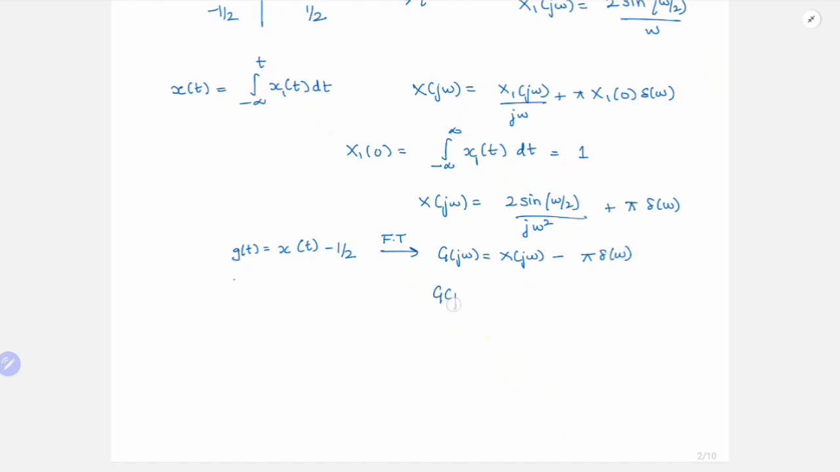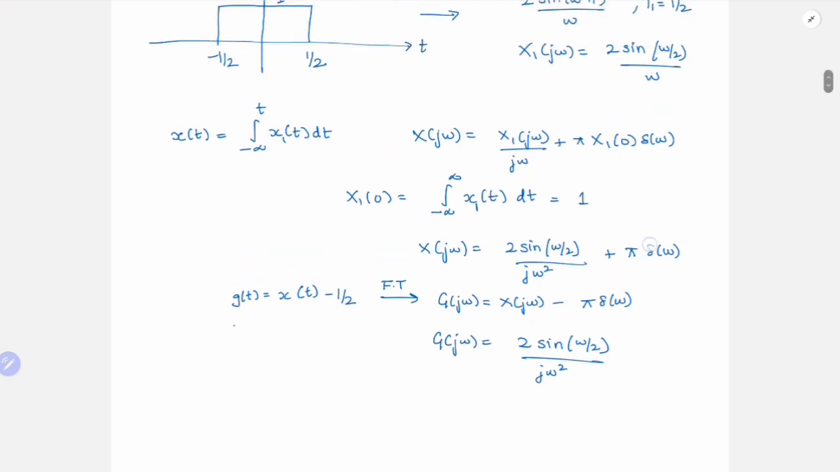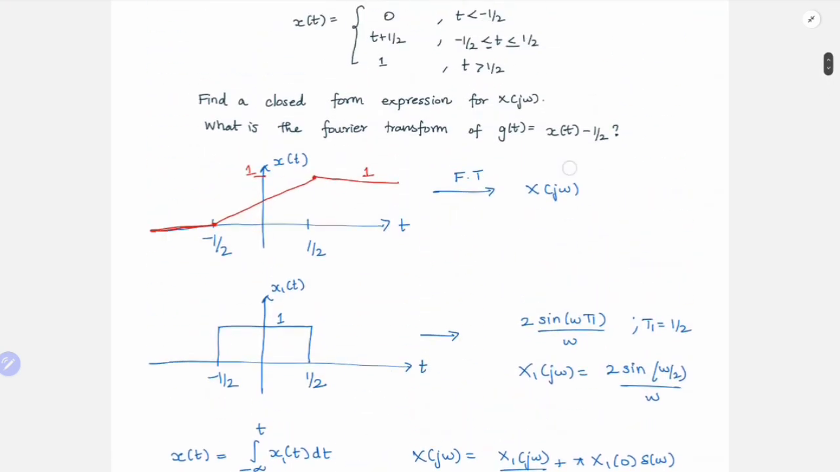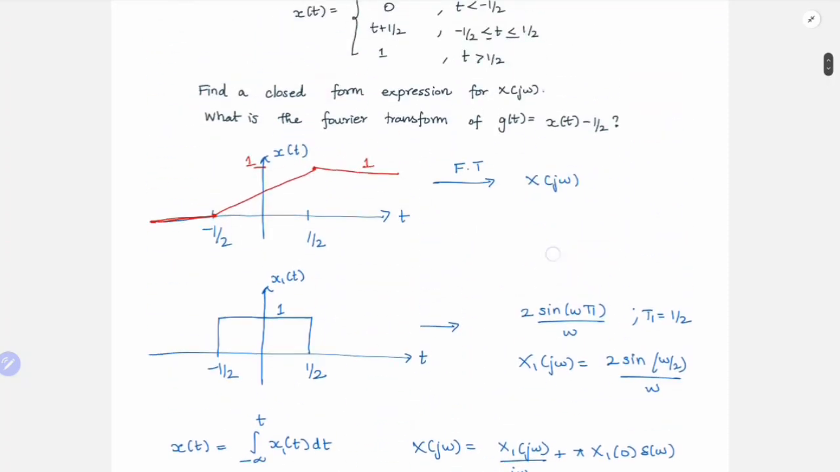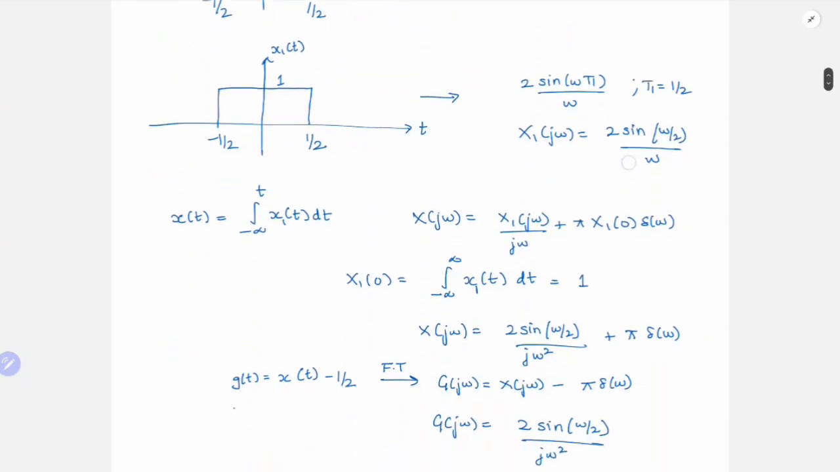So now we can easily find g of j omega by substituting this here. It's nothing but 2 sine omega by 2 by j omega square. So this factor goes away. Okay, so this is what we wanted. Okay, moving on to the next question.